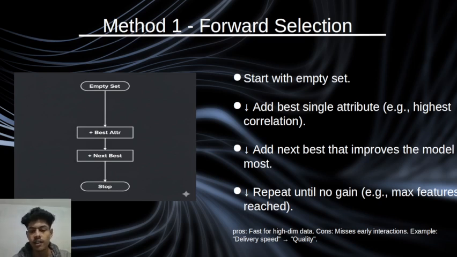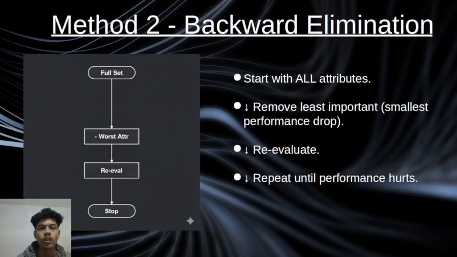Its advantages are that it is fast and good for high dimensional data, and its disadvantage is that it misses early interaction, like delivery speed and quality. Now method 2 is backward elimination. The method goes like this: start with all attributes, then remove the least important attribute, then re-evaluate, and repeat until performance hurts, meaning we have removed something important.